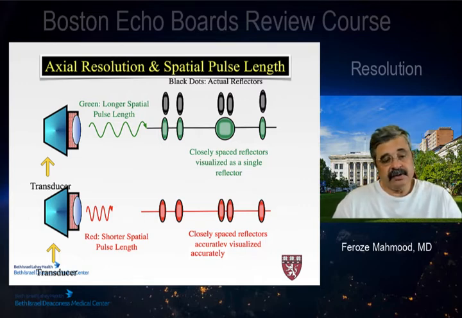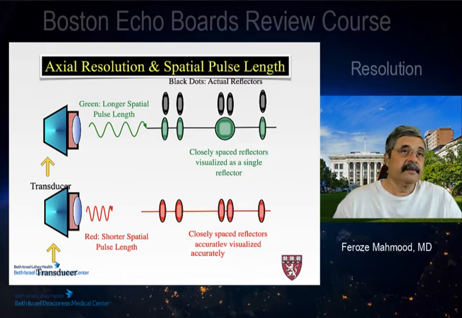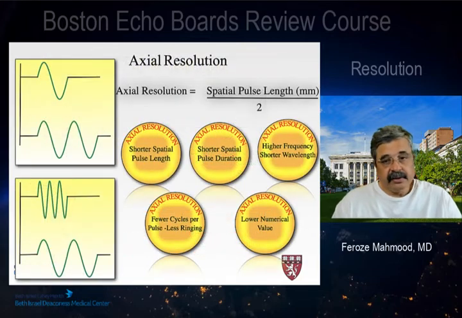As opposed to the transducer at the bottom, the spatial pulse length is red, and the distance between the two reflectors is more than the length of the pulse, and therefore they are accurately reproduced as two separate reflectors on the image display. Therefore, axial resolution is spatial pulse length divided by 2.